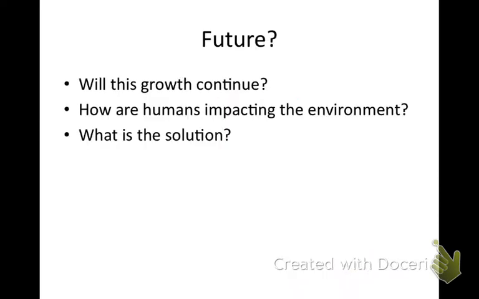Okay, so what will happen in the future? Well, that's what we're going to have to talk about as we go on. I'm unable to tell you what will end up happening with the human population worldwide. We will be talking in this unit about the impacts on the environment and possible solutions, steps that you can take to reduce those impacts.